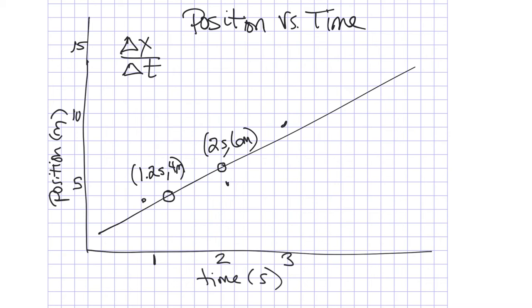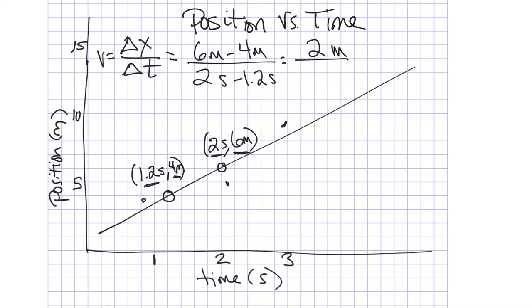Do you know what that's going to be? Like physical quantity? Velocity. Nice job. That's going to be velocity. All right, and now we go 6 meters minus 4 meters on top. And then 2 seconds minus 1.2 seconds. I know what 6 minus 4 is. Who's impressed? All right. Thank you. And then 2 minus 1.2, I also know, is 0.8.